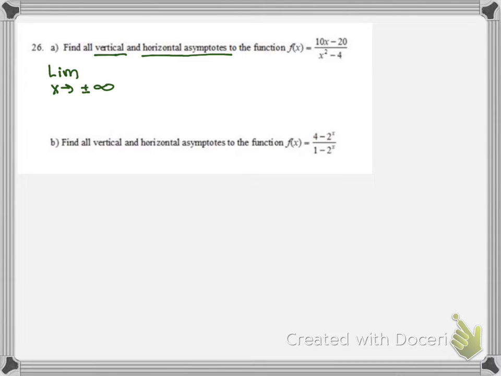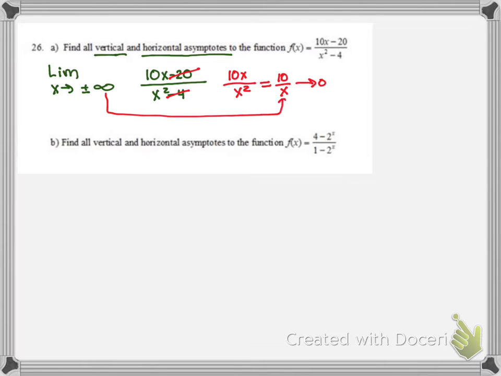So as I look at this first question, 10x minus 20 over x squared minus 4. When x is very large, the negative 20 and the 4 have very little to do with the graph. So we're looking at 10x over x squared, or 10 over x, which approaches 0. And it doesn't matter whether I plug in positive or negative infinity to that x. I'm still going to be dividing small by big. So I have one horizontal asymptote at y equals 0.